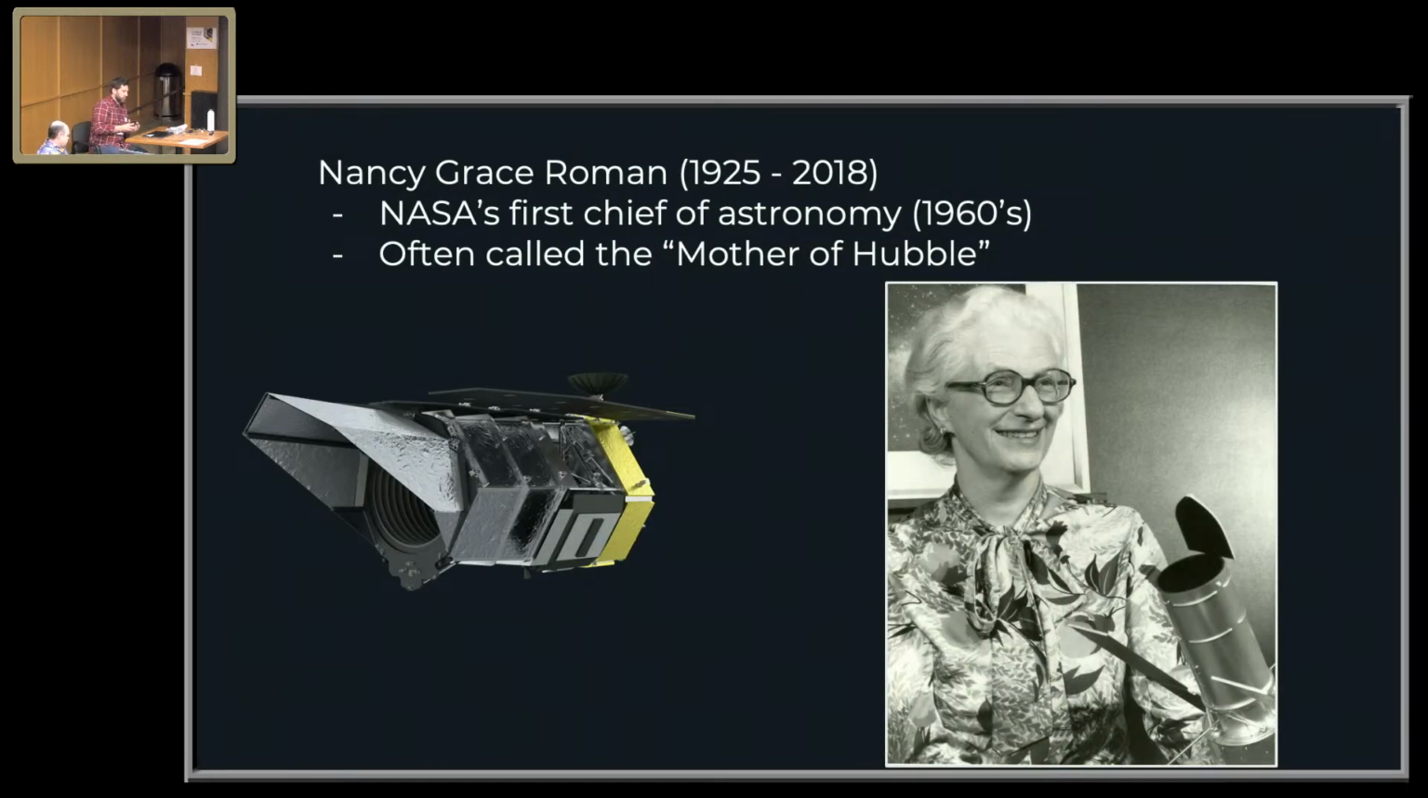So first, the namesake of the Roman mission comes from Nancy Grace Roman. She was the first chief of astronomy at NASA in the 60s. Here she is on the right, photo from the 60s with a preliminary design of what would later become the Hubble telescope. So she's very instrumental in pioneering space-based observatories. So she's often called the mother of Hubble.